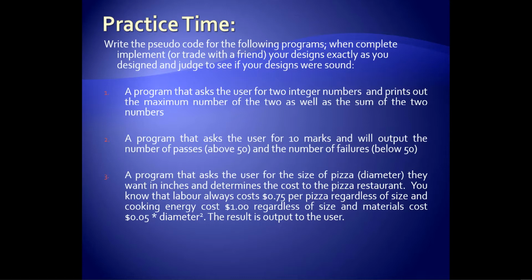They want in inches and determines the cost of the pizza to the restaurant, not to the customer, but to the restaurant. You know that labor always costs 75 cents per pizza, regardless of size. And cooking energy costs $1, regardless of size. Materials cost 5 cents times diameter squared. So, the result is then going to be output to the user. So based on whatever diameter they enter in, you're going to calculate the final cost to the restaurant and then display that to the user.